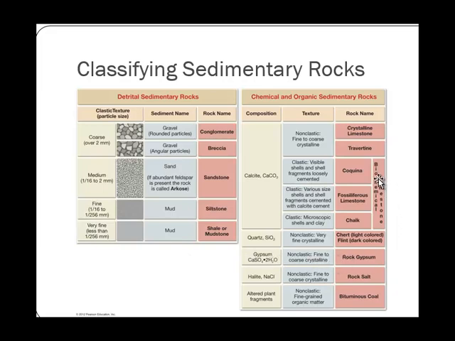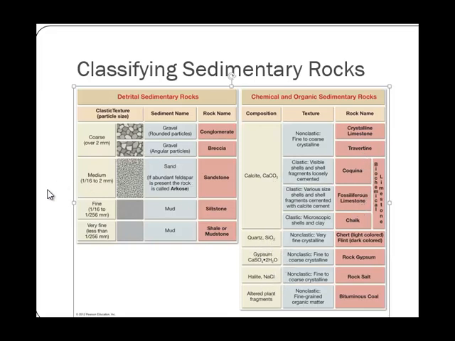Other types include limestone, gypsum, rock salt. All these things are made from different minerals. You can see that calcite, which is over here, is one type of mineral, but it could make many different types of rocks.